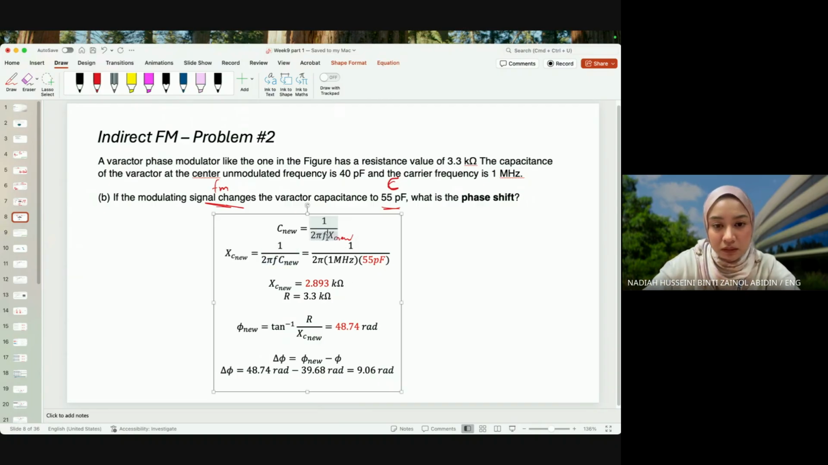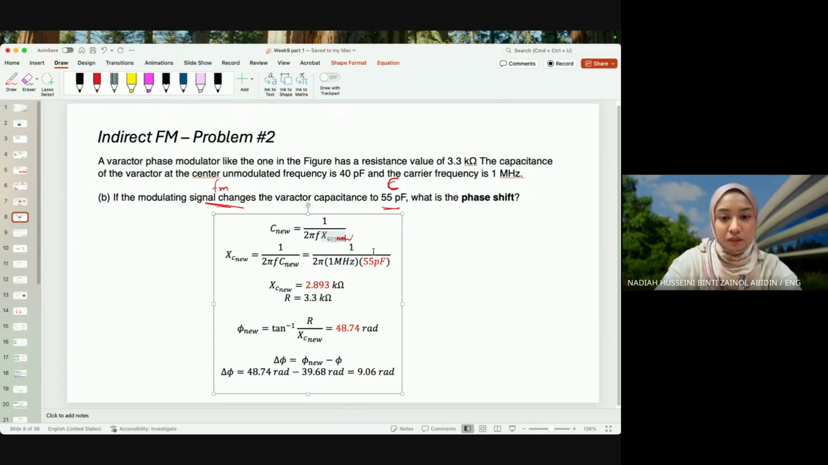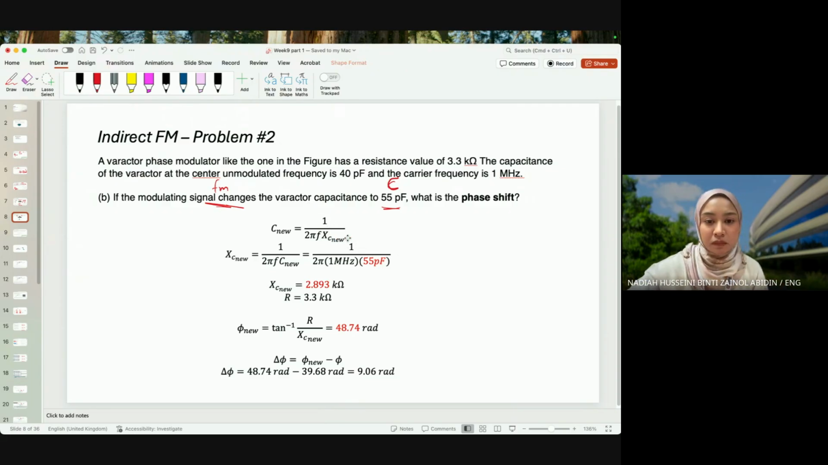This one as well. Oops. Okay. Okay, so this is all new.